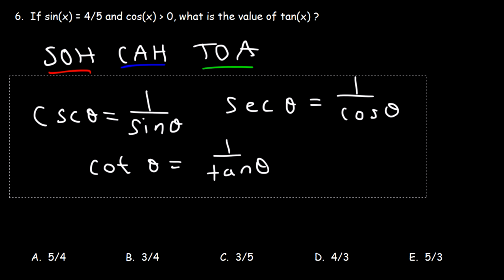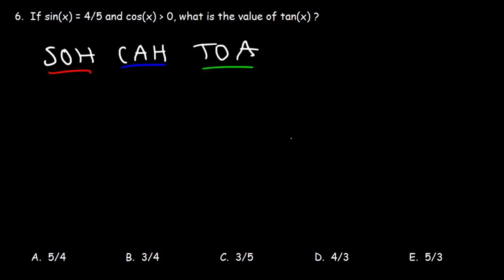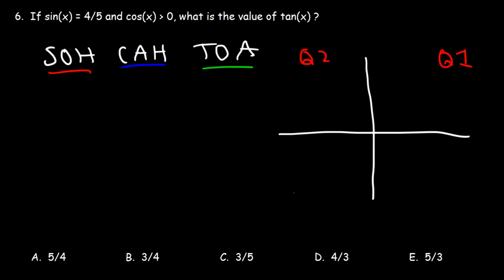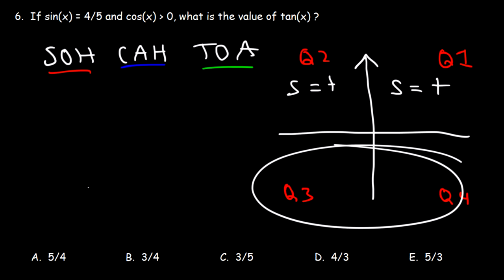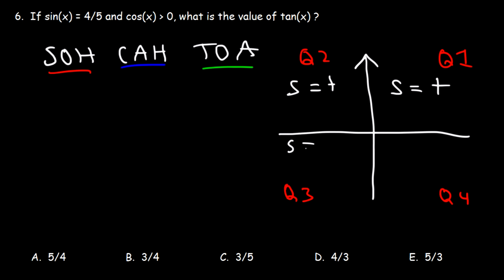Now, there's one more thing that you need to know for this particular problem, and that is the sign of cosine, sine, and tangent. This is quadrant 1, quadrant 2, quadrant 3, and quadrant 4. Sine is associated with the y values. Y is positive whenever you go up. That is, y is positive in quadrants 1 and 2. So sine is positive in 1 and 2. Y is negative below the x-axis. So sine is going to be negative in quadrants 3 and 4.